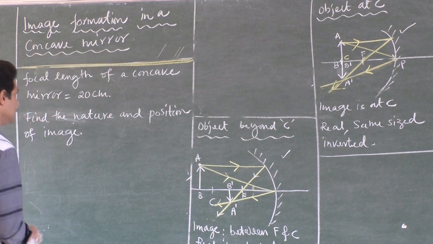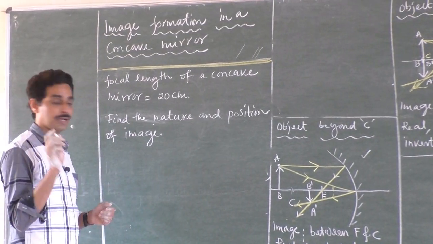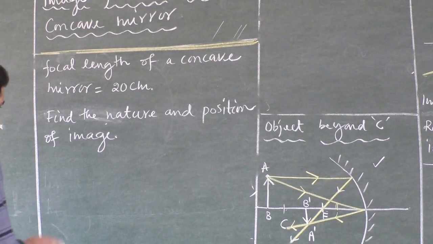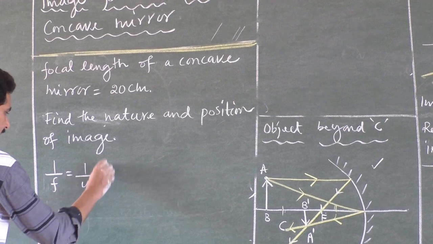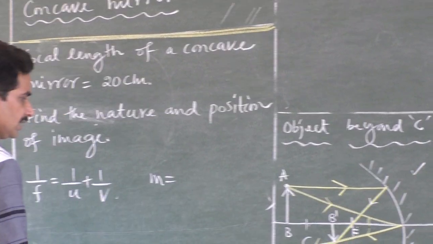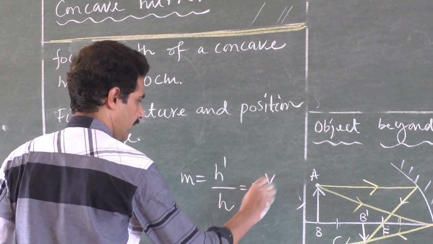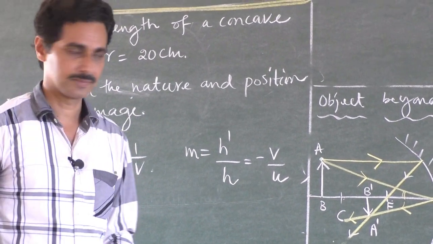Now, let us see the object distance. Before that, be very firm with our formulas. What are the formulas used? Mirror formula, 1 by f is equal to 1 by u plus 1 by v. And another thing is magnification. Magnification is height of the image by height of the object, which is also equal to minus v by u. v is image distance, u is object distance.